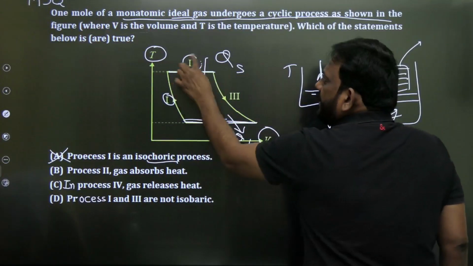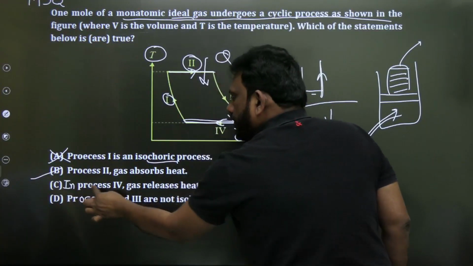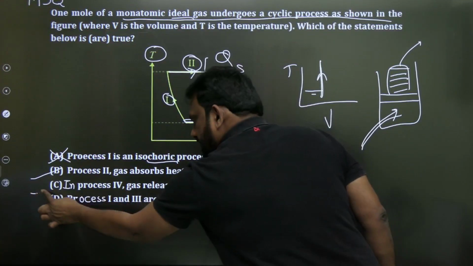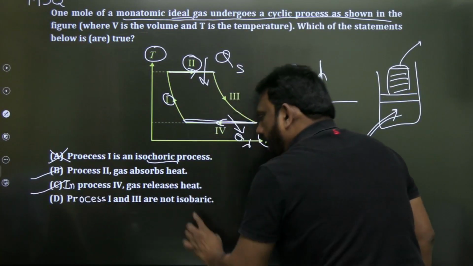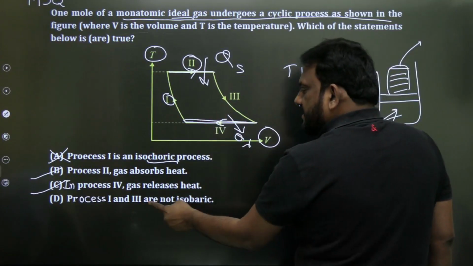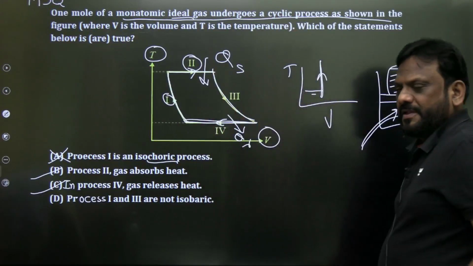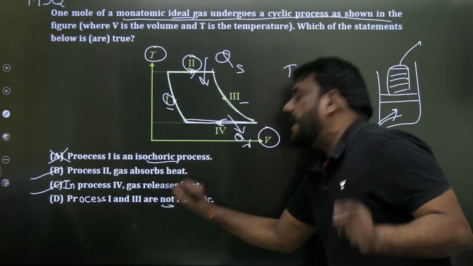So in 2, heat is supplied. In process 2, gas absorbs heat. It is correct. In process 4, heat releases. Yes, it is releasing heat. Absolutely correct. And process 1 and 3 are not isobaric. Dekho, please listen carefully. He says 1 and 3. This is 1 and this is 3. What is the diagram? So let us see. He says 1 and 3 are not isobaric.